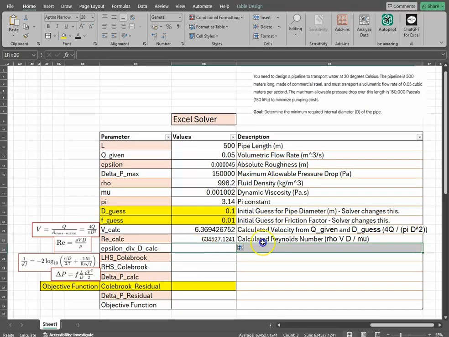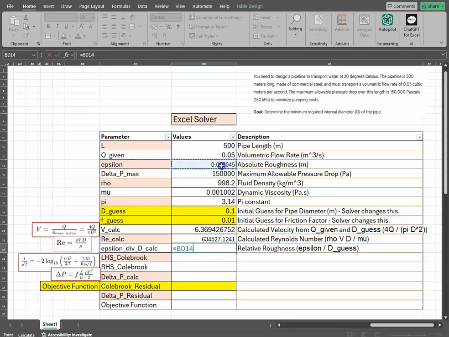Then we have to calculate epsilon by D. So epsilon by D we have to calculate. So epsilon by D is, epsilon is here divided by D. D is the guess value. Then we have to calculate.